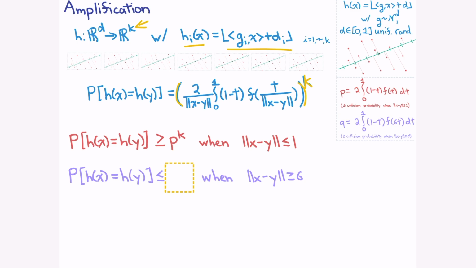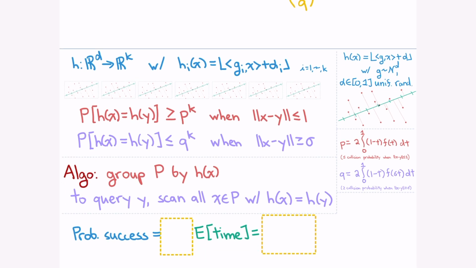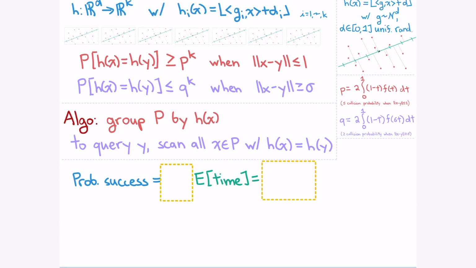On the other hand, what are the odds that they collide when the distance is at least sigma, when it's one of these bad pairs? Well, this is at most q to the k. So we just kind of ramp this up. But the key thing is that the ratio p over q is getting better. So, okay. All right, so now I've amplified this with k coordinates.